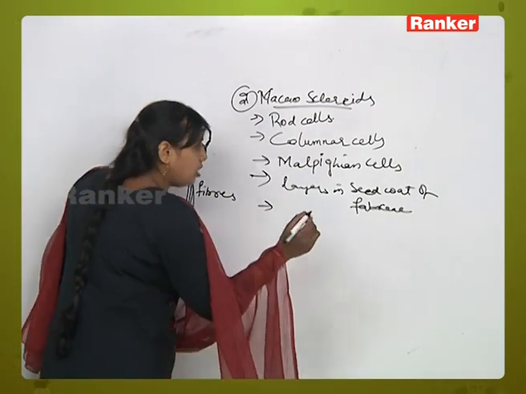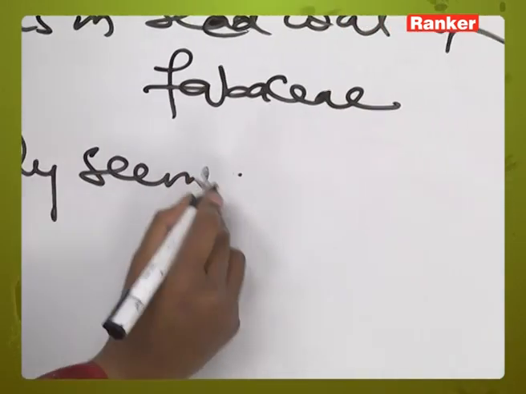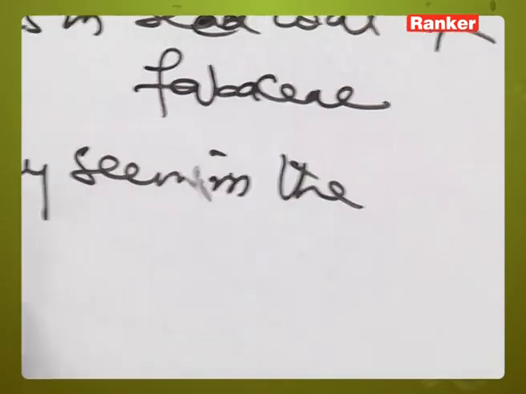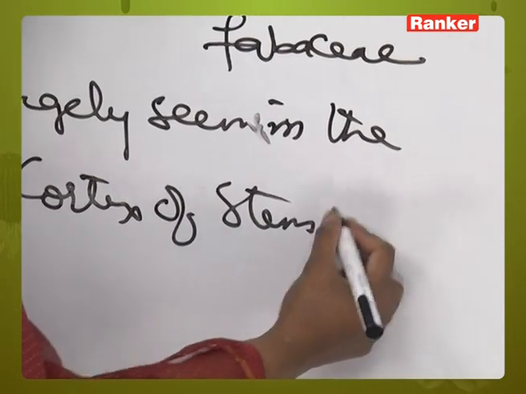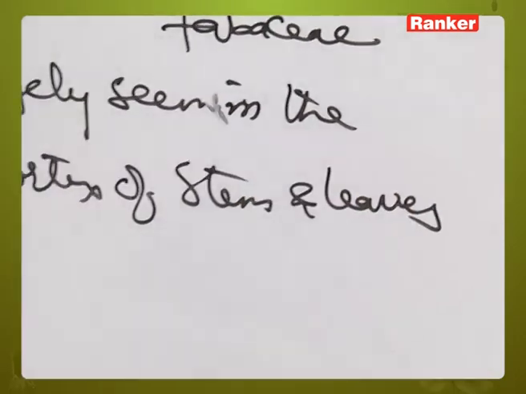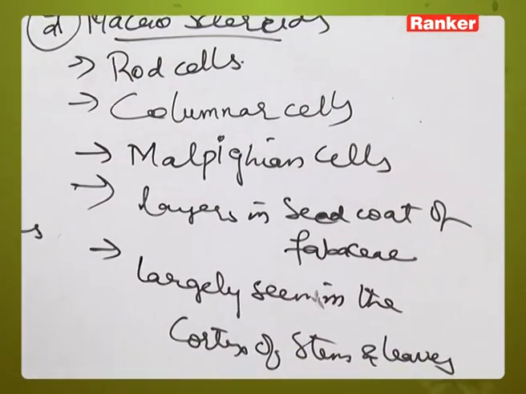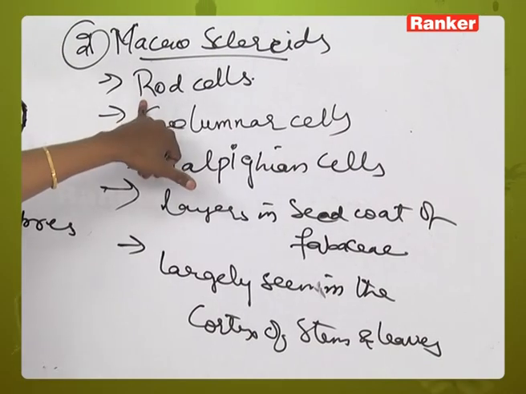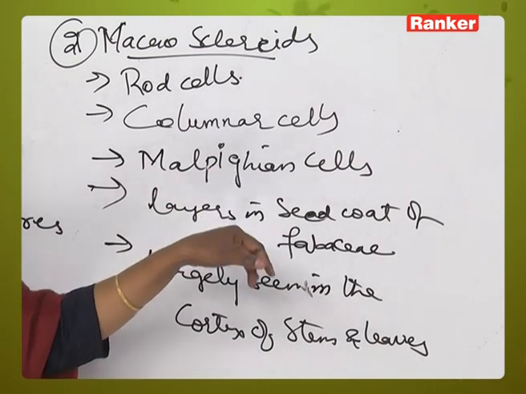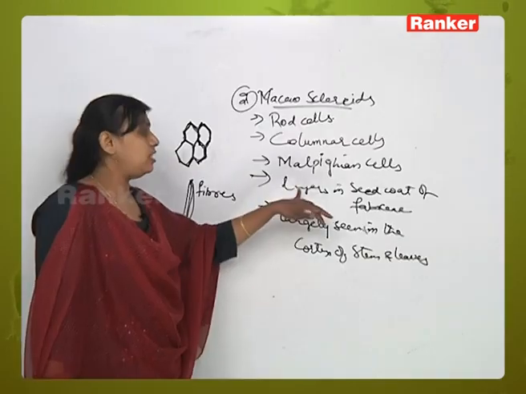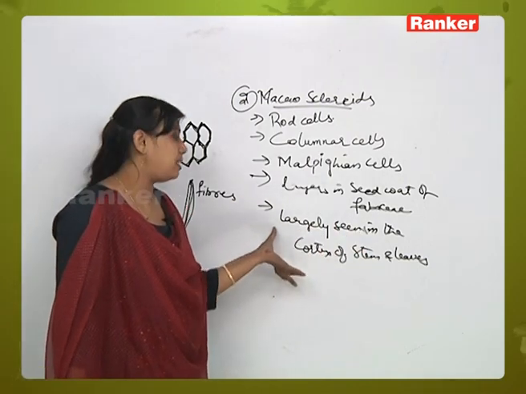and again you will also see them largely in the cortex of all the stems and leaves. Macrosclerites, or we can also call them brachysclerites, are stone cells; macrosclerites are rod cells. These are also called columnar cells. These are Malpighian cells. These are the cells which are present in layers in the seed coat of all Fabaceae members, and these are largely seen in the cortex of stems and leaves.